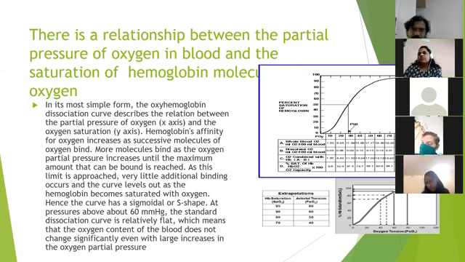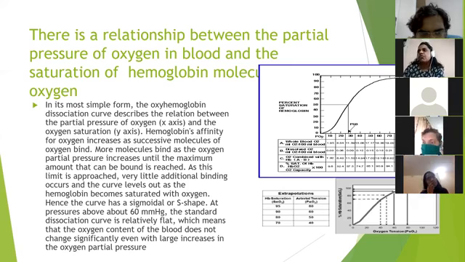This oxyhemoglobin curve describes the relationship between the partial pressure of oxygen and the oxygen saturation. Hemoglobin's affinity for oxygen increases as successive molecules of oxygen bind. So more molecules bind as the oxygen partial pressure increases, until the maximum amount that can be bound is reached. As this limit is approached, very little additional binding occurs and the curve levels out as the hemoglobin becomes saturated with oxygen. Hence the curve has a sigmoid or S shape.